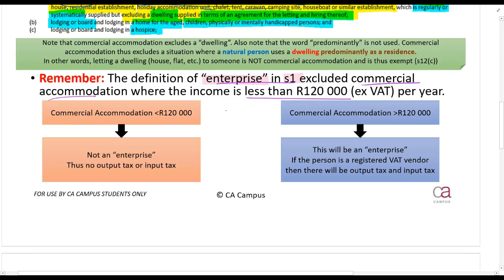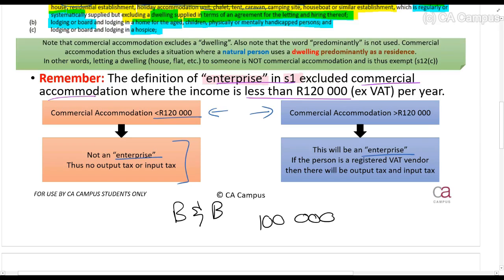So, if you have commercial accommodation which is less than 120,000 rands a year, it is not an enterprise, so there will be no output tax or input tax. But if it's more than 120,000 rands, it is an enterprise, and therefore you must register as VAT. So what are they trying to say? They say, if I've now started opening a bed and breakfast, and it's making 100,000 rands a year, so it's a small little business, I don't have to register for VAT. I'm not carrying on an enterprise. I'm not going to worry about it. But the moment it's more than 120,000 rands a year, then I must register for it.